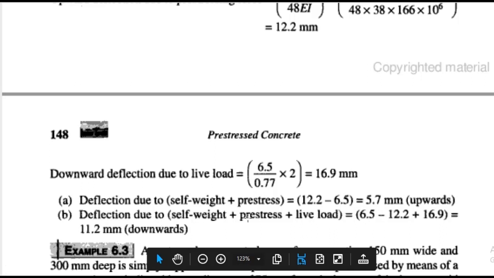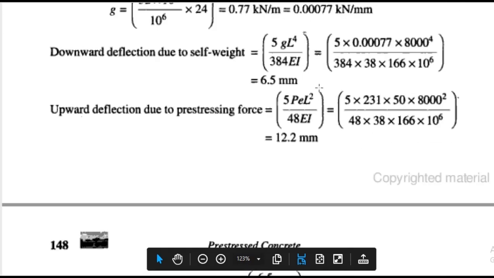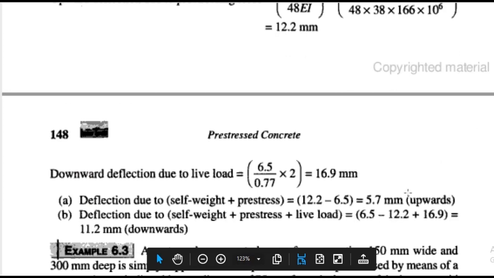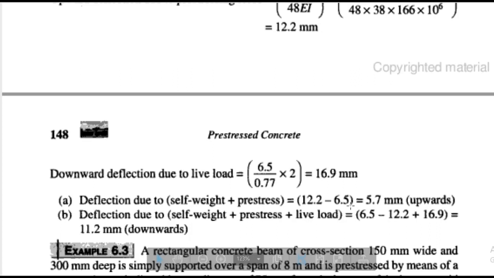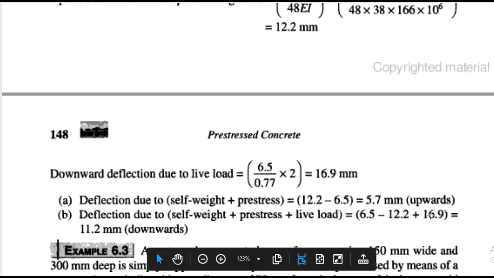Next, we have to calculate the deflection due to self-weight plus pre-stress plus live load, which equals 6.5, the deflection due to self-weight, minus 12.2, the deflection in the upward direction, and the resultant downward deflection due to live load, plus 16.9, which gives 11.20 mm in the downward direction. This is the final deflection due to self-weight, pre-stress and live load of the beam acting in the downward direction.